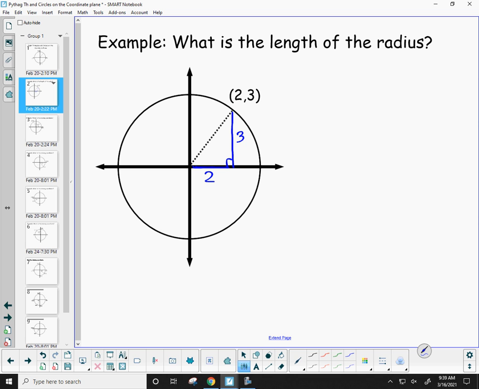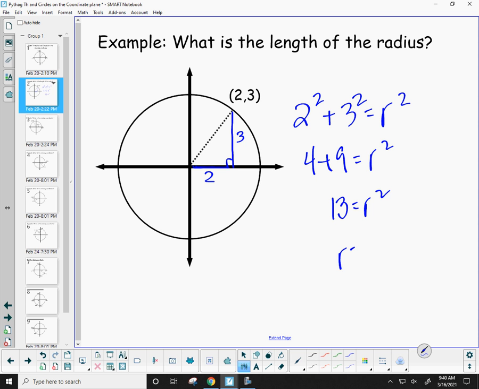So we have to check. We have to use 2 squared plus 3 squared equals my radius squared. So that's 4 plus 9 equals my radius squared. So that's 13. So my radius is the square root of 13. You can just leave it as that. I don't care if you put it in decimal. Square root of 13. Is that okay? All right.